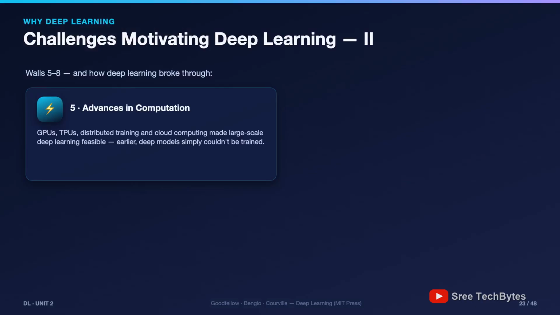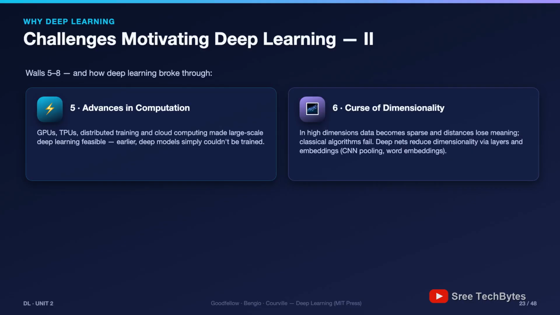5. Computation arrived. GPUs, TPUs, distributed training, cloud computing. Deep models existed on paper for decades; suddenly they became trainable. 6. The curse of dimensionality. In very high dimensions, data becomes sparse and distances lose meaning; classical algorithms break down. Deep networks fight back by learning compact representations: embeddings, pooling.